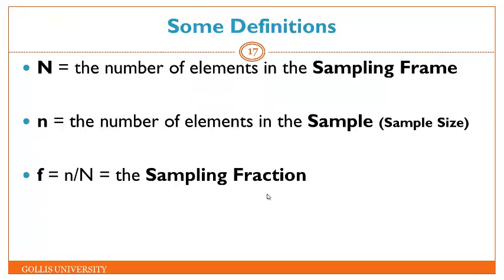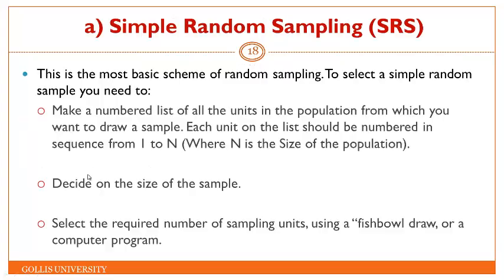But before we go into that, and try to understand some of these definitions in our upcoming explanations, whenever we see capital N, it illustrates the number of elements in the sampling frame or the population which you are targeting. Then we have small n, which is the number of elements in the sample, or the sample size. And then we have small f, which is equal to small n over capital N. That is the sample size divided by the target population of the sampling frame.